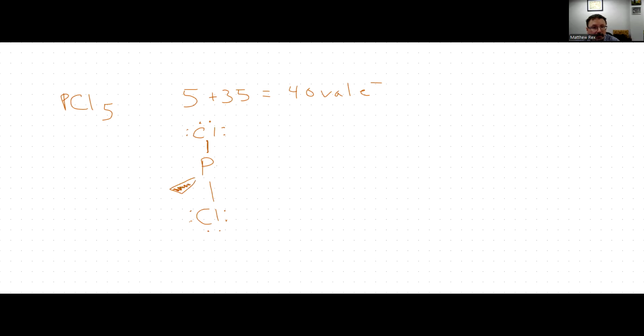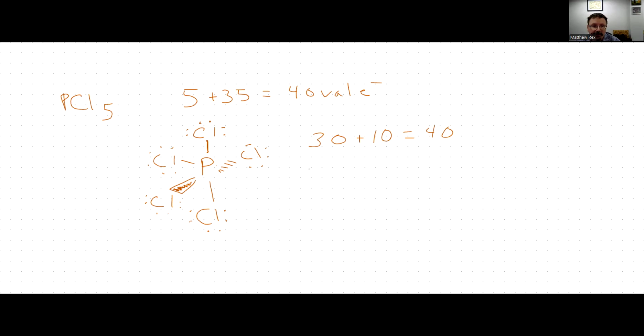So there's our wedge coming out of the page. Here's our dash line going out the back of the page. So I think if we do this, then I've got 6 lone pairs around each chlorine. There's 5 of those, so that's 30 electrons right there. And then I've got 5 bonds with 2 electrons in each bond. So that would give me 40 total electrons. So that matches our valence electrons.